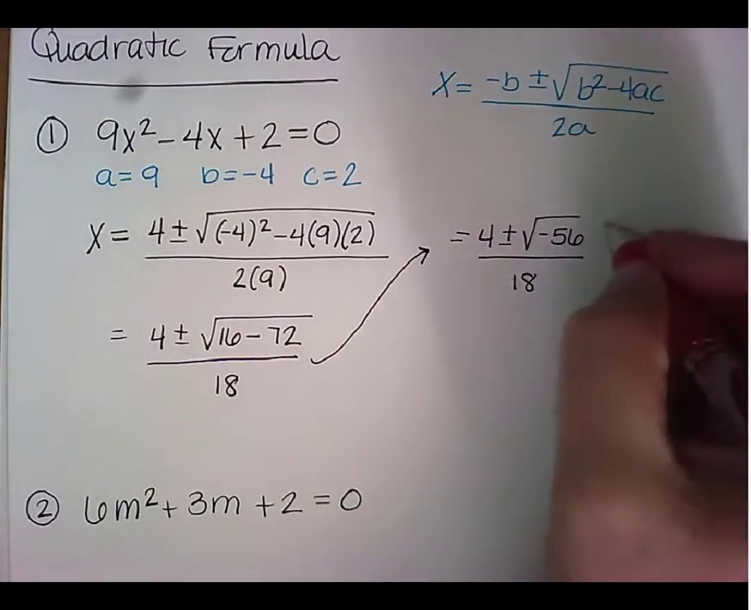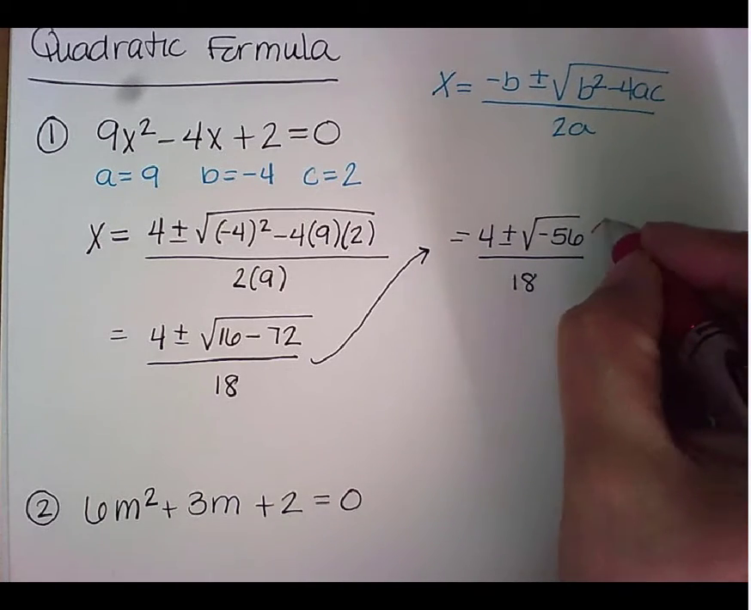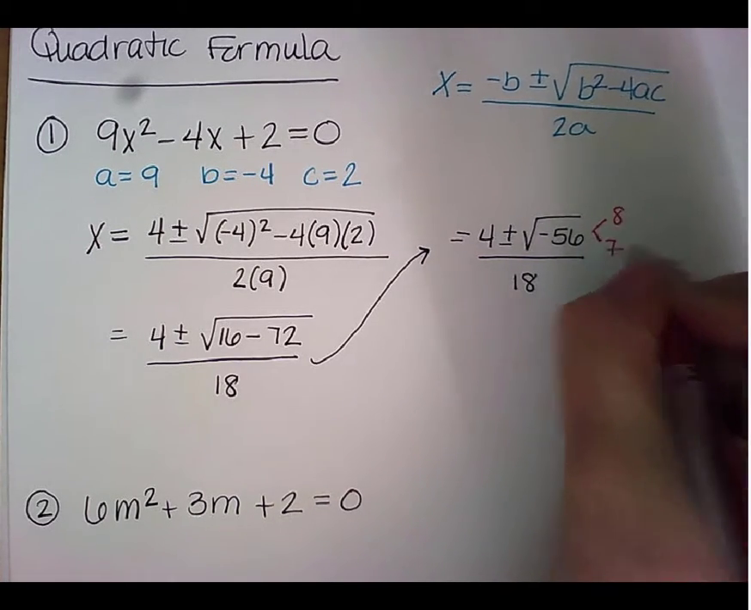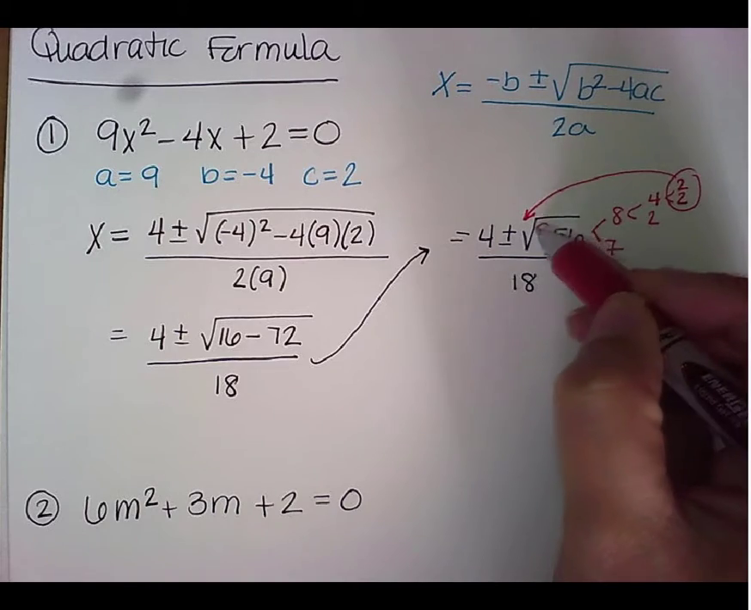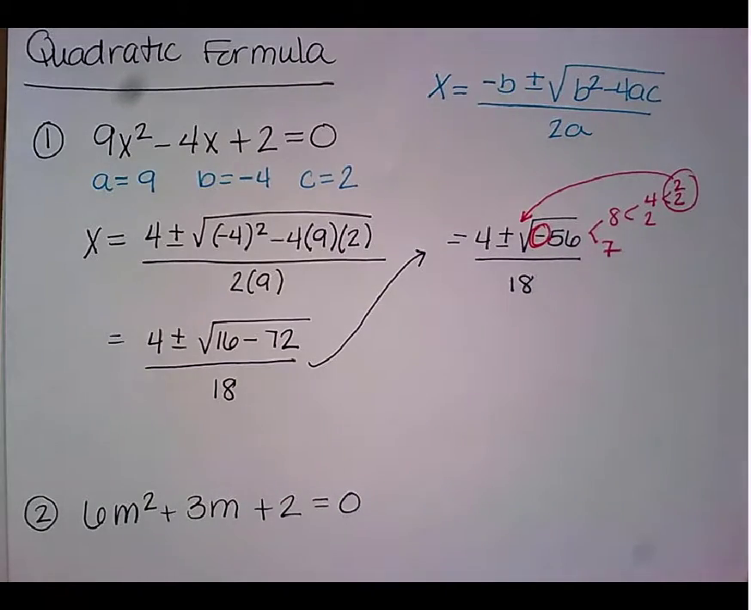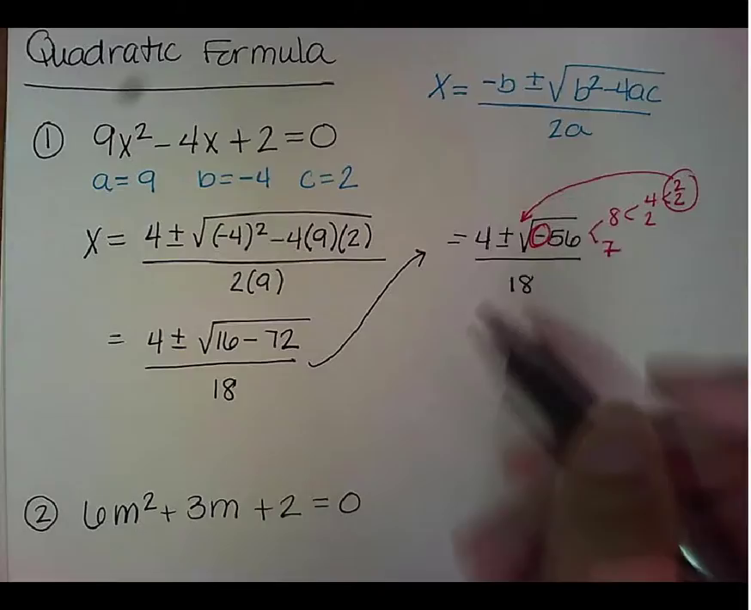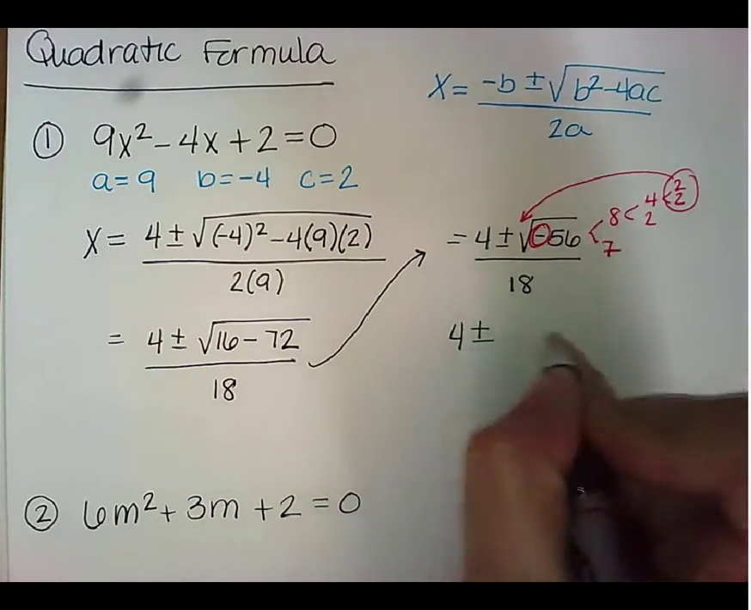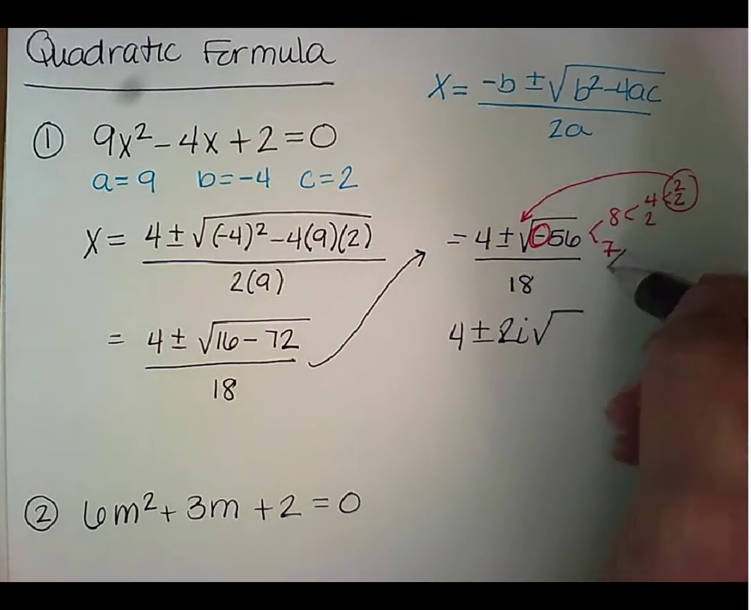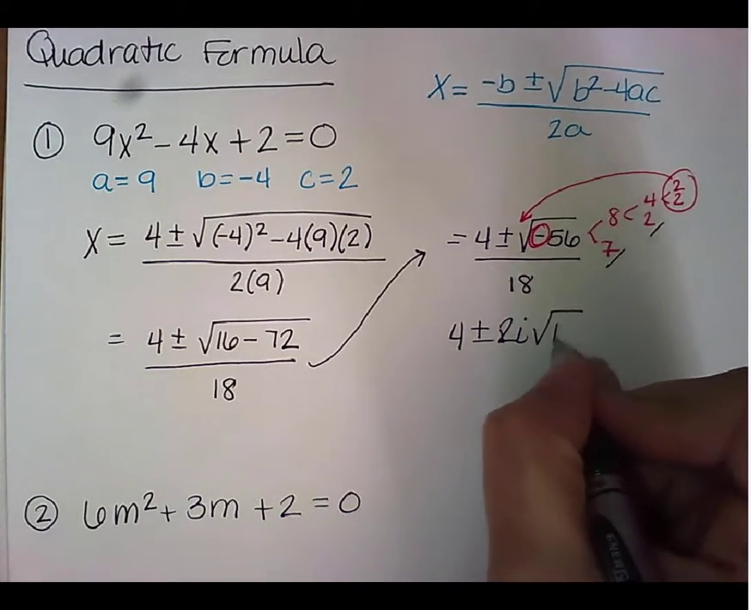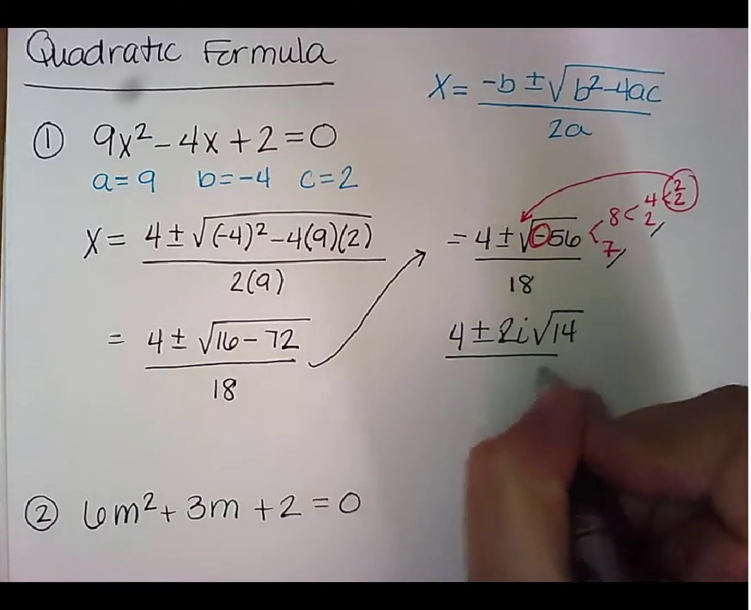And now is where we're going to use what we just talked about. We're going to simplify down 56, or negative 56. So this is 8 times 7. 8 is 4 times 2, and 4 is 2 times 2. So we do have a pair of 2's. That pair is going to come out here in front, as well as that negative in the form of an i. So we're going to have 4 plus or minus 2i square roots, and since we have both the 7 and the 2 left under, that's going to give us 14 over 18.